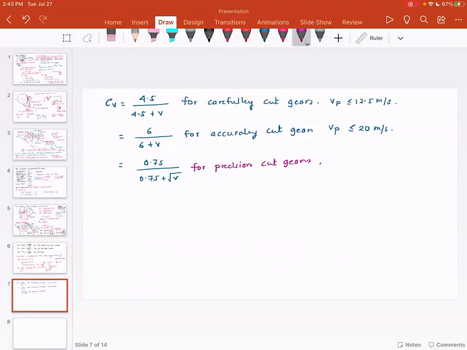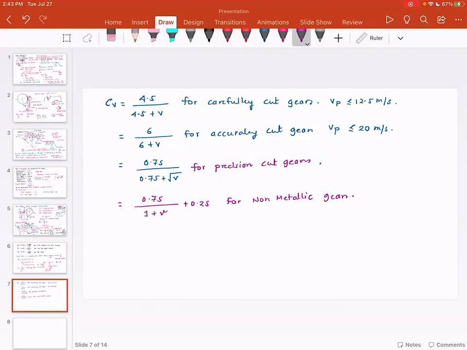And if you have gears that are non-metallic, for non-metallic gears, the equation for CV is this. So if you have a gear that is made up of ABS, plastic, or nylon, then you would use this equation. Now, I want to clarify something.